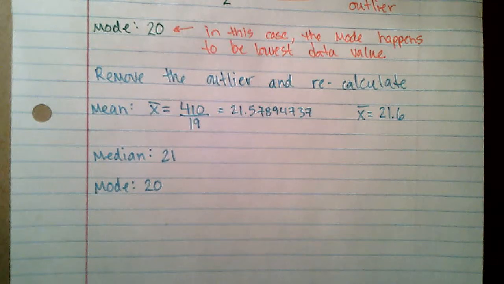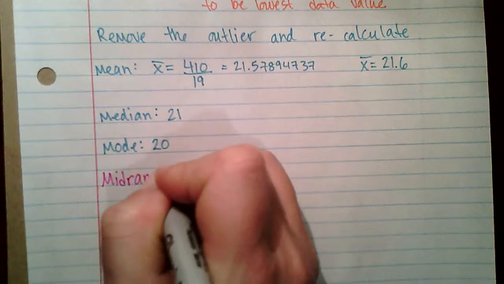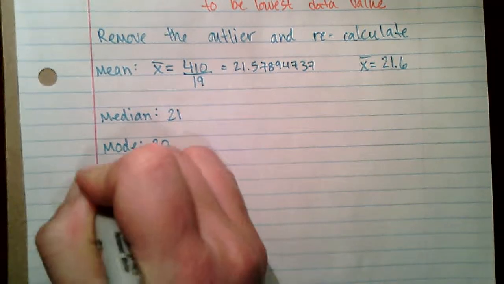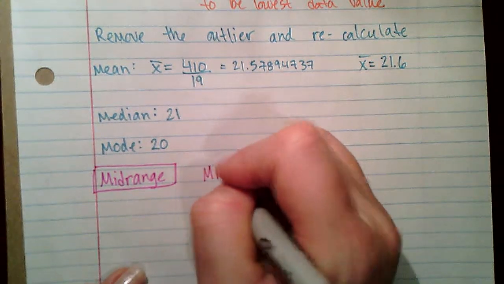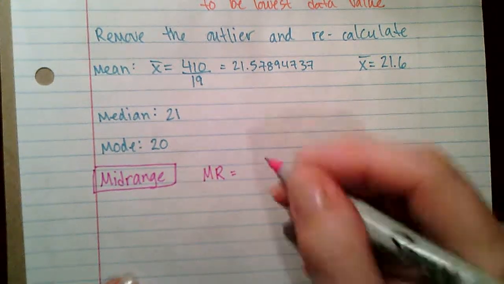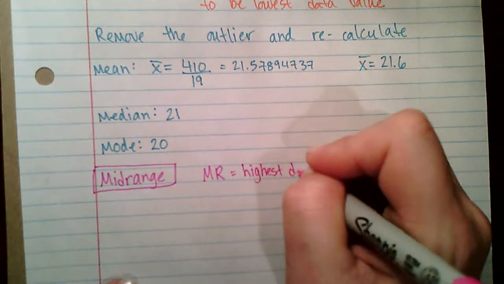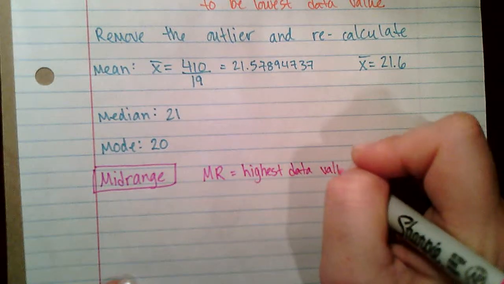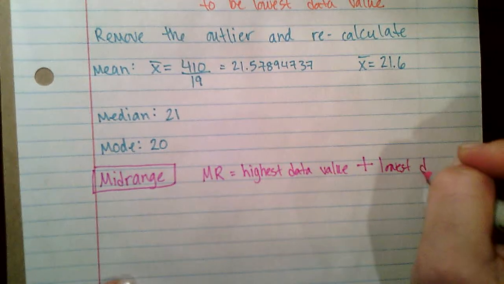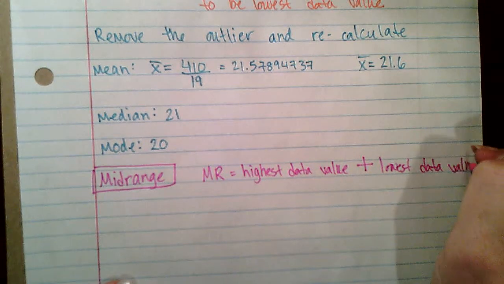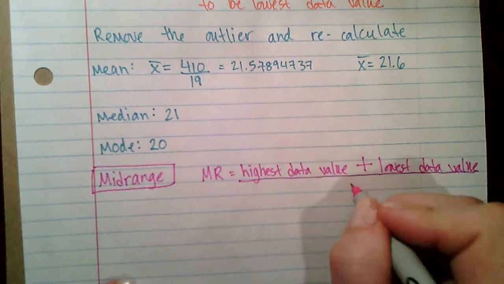Okay, now I'm going to talk to you about midrange, and then we're going to calculate midrange. So midrange is the measure of central tendency that I have not described to you yet. And it uses the letters MR. What we're going to do is take the highest data value plus the lowest data value, and we're going to divide it by 2.